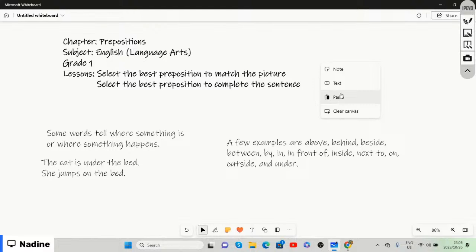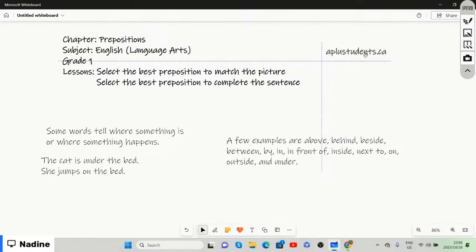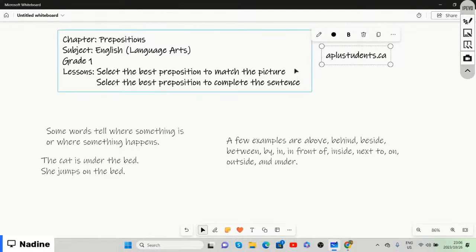We are doing our tutorial lesson on a+students.ca. So if you do want to go back and look at the lesson recap, you can go to a+students.ca. Over there is the chapter, which is prepositions, English language arts, grade 1, and the lessons that we are focusing on today, which is to select the best preposition to either match the picture or to complete the sentence.